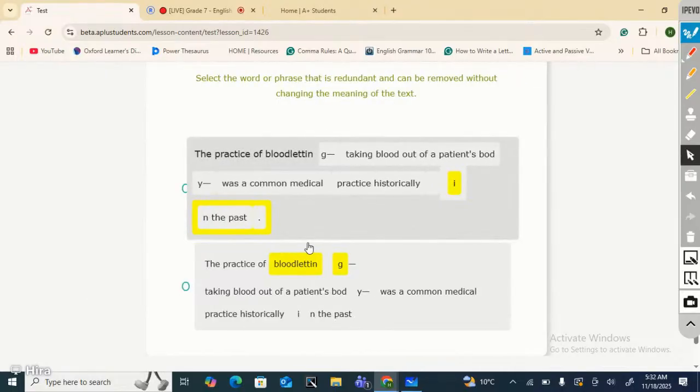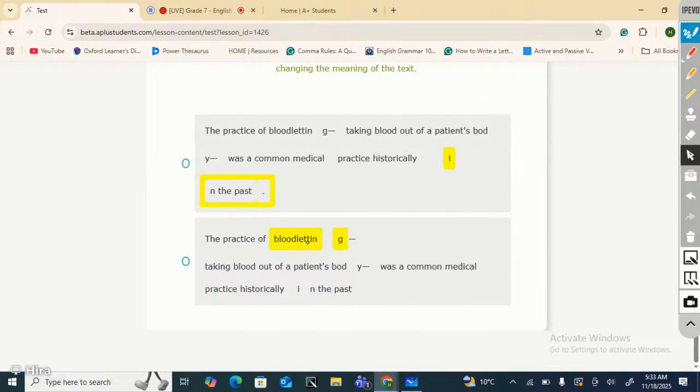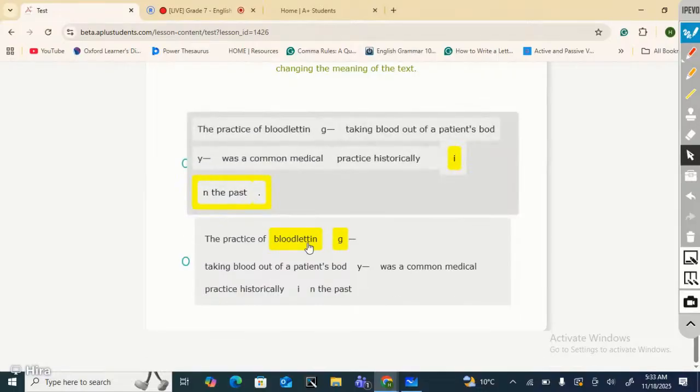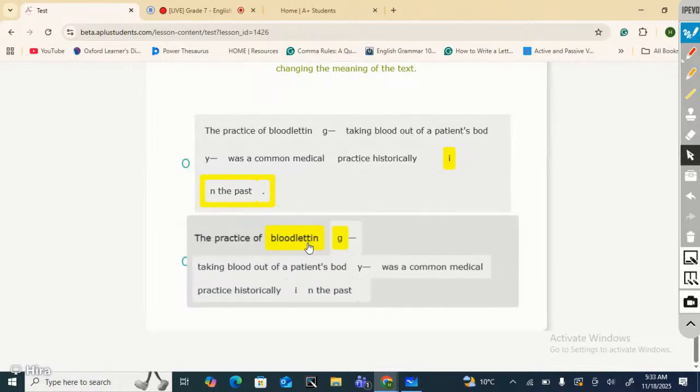The practice of bloodletting, taking blood out of a patient's body, was a common medical practice historically in the past. Option one, the phrase in the past is redundant, if you select it. Option two, the word bloodletting is redundant. What do you say?